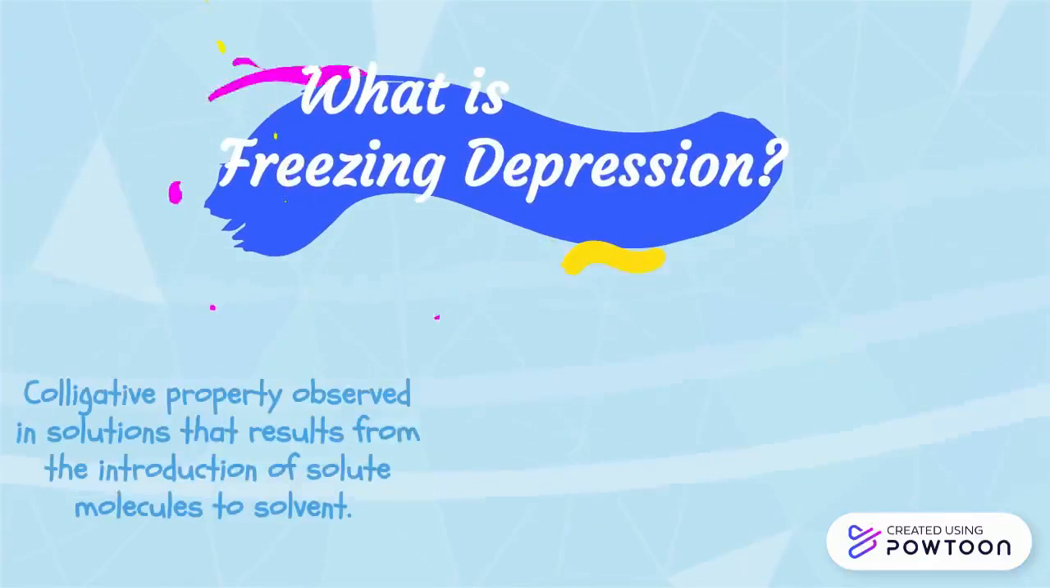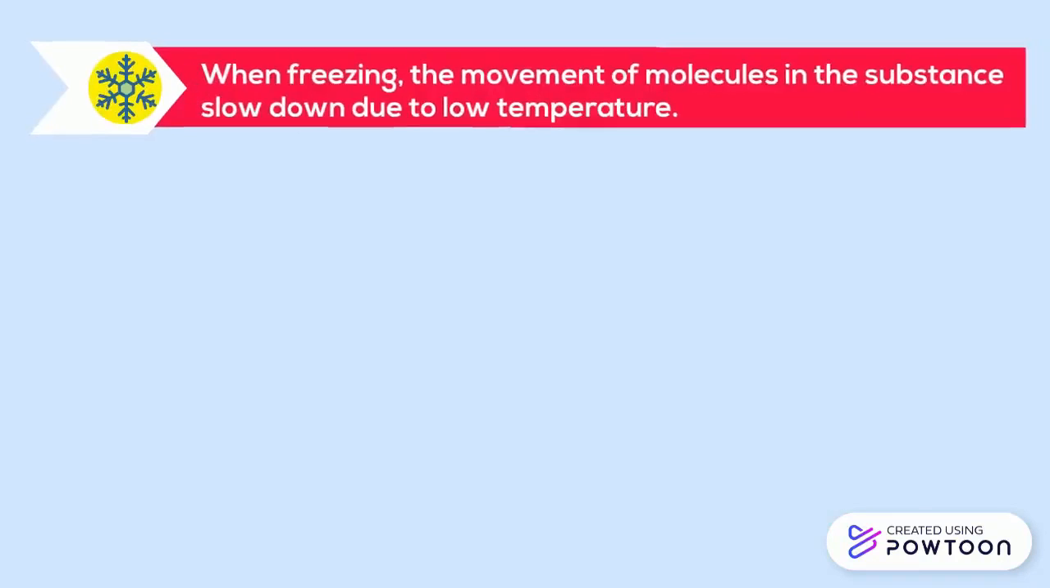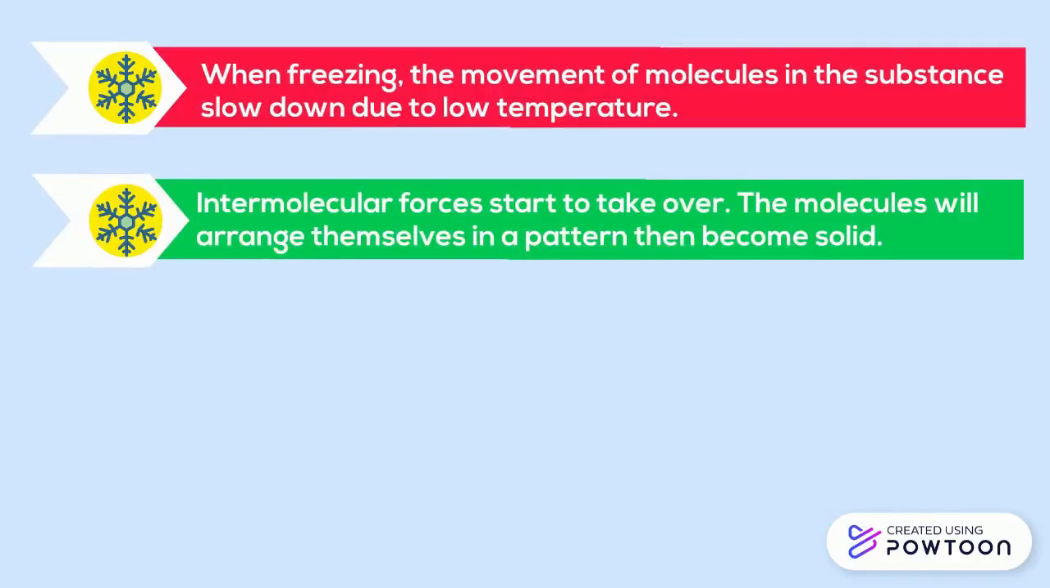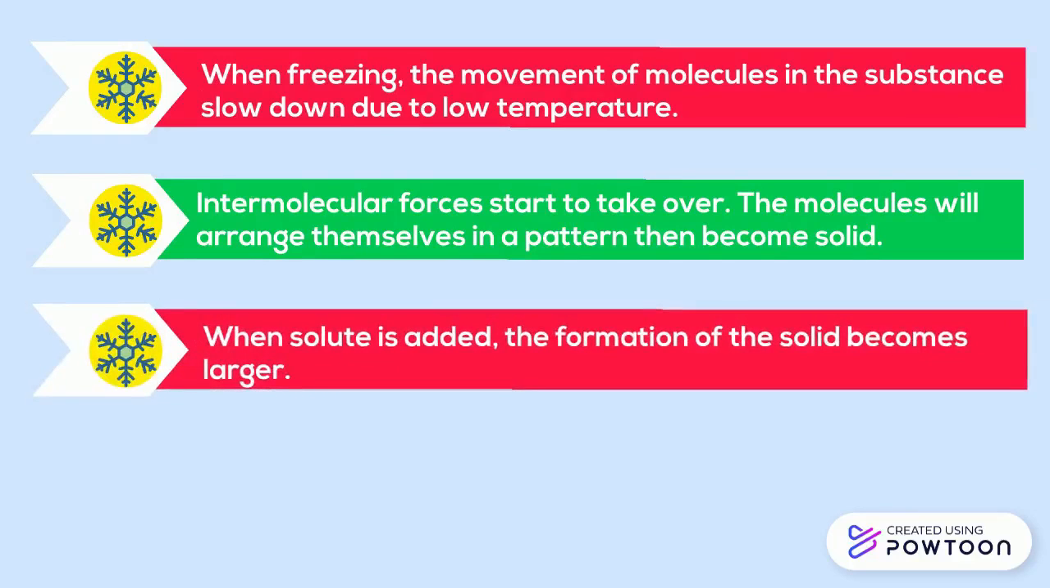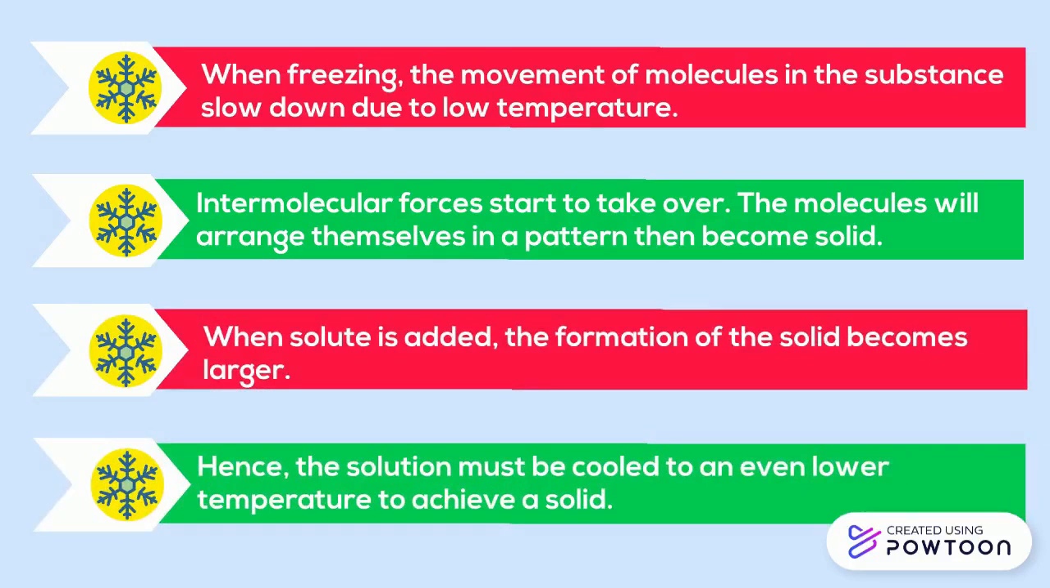Freezing point depression is a colligative property observed in solutions that results from the introduction of solute molecules to a solvent. When freezing, the movement of molecules in the substance slows down due to low temperature. Intermolecular forces start to take over. The molecules will arrange themselves in a pattern, then become solid. When solute is added, the formation of the solid becomes harder. Hence, the solution must be cooled to an even lower temperature to achieve a solid.